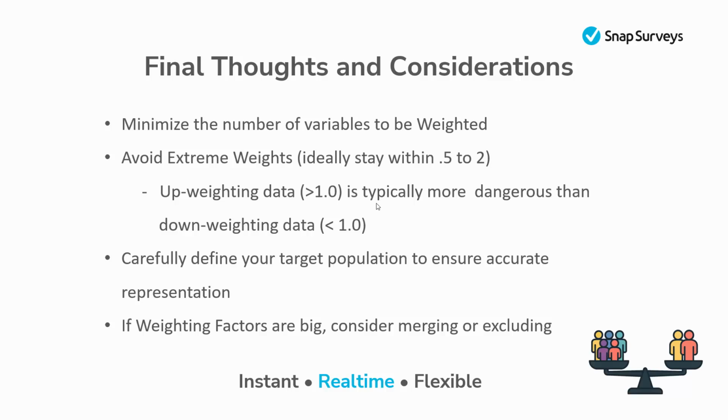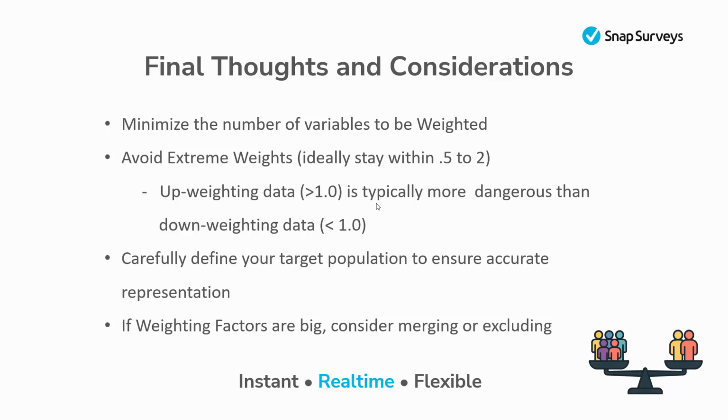A few final thoughts and considerations. When weighting survey data, best practices involve minimizing the number of weighting variables, avoiding extreme weights, ideally staying between 0.5 and 2 when setting your power, and carefully defining your target population to ensure accurate representation. Keep in mind though that upweighting data, so weighting something 1 or above, giving people the power of 1 or more people, is typically more dangerous than downweighting data, so weighting people below the power of a whole person.